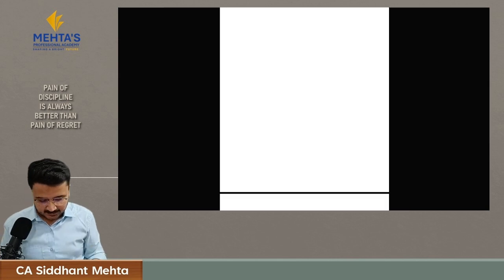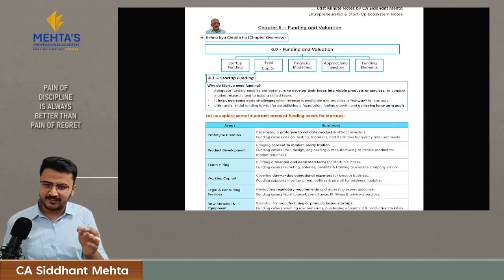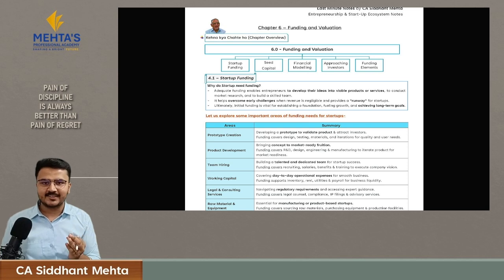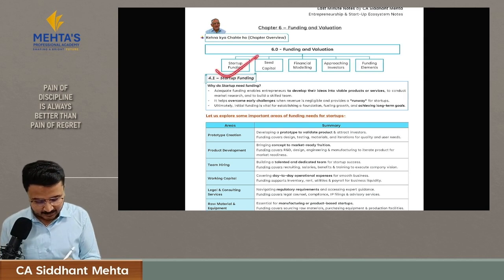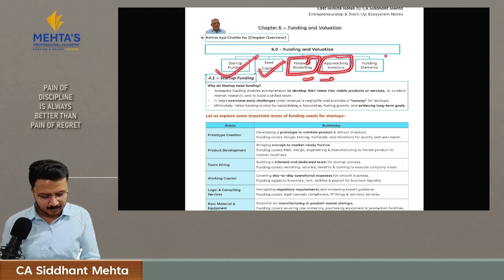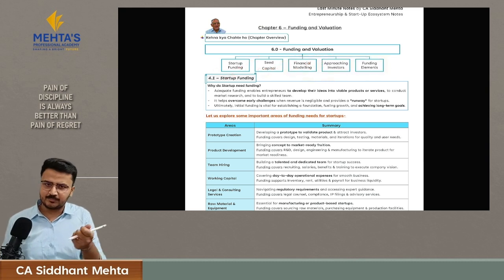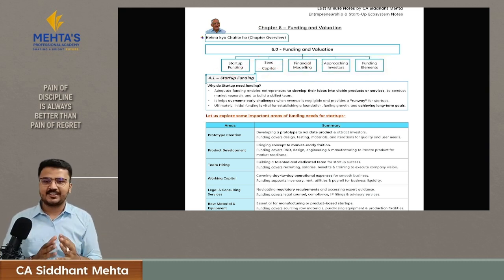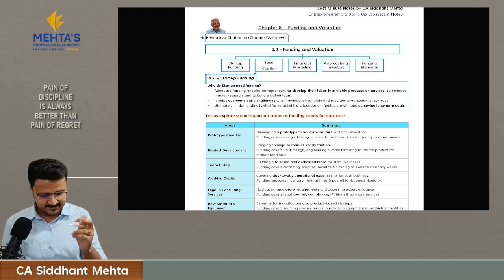Then comes your chapter number 6, which is about funding and valuation. Here we will understand for what all areas startups usually take the funding. We'll understand about the seed capital. We'll also understand what all things are important in a financial model, like revenue, cash flow, how to approach investors we will understand in this chapter, and some few basic things regarding funding like term sheet, investor agreement, all such things regarding funding and valuation we will understand in chapter number 6.